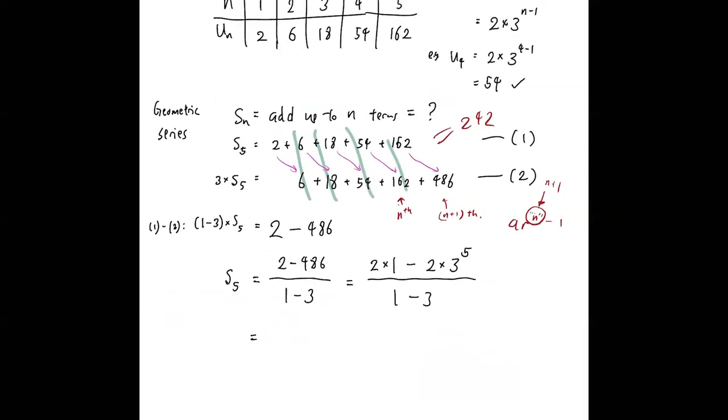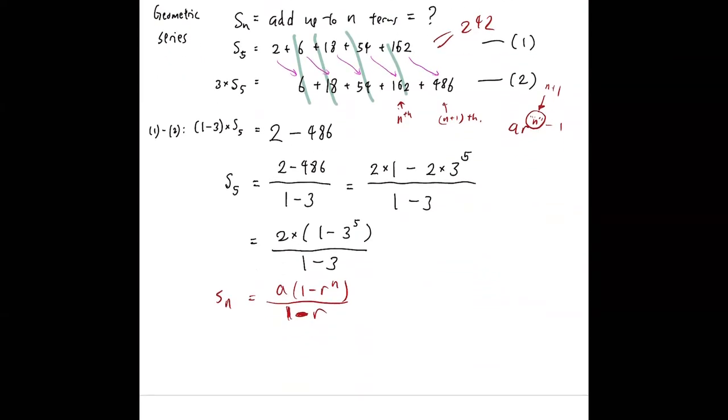Simplify a bit more. Let's see what happens. I realize common factor 2, factor out the 2. You're left with 1 minus 3 to the power of 5 all over 1 minus 3. Does this look familiar? In general, what's the formula? Sn equals to a bracket 1 minus r to the n bracket, over 1 minus r. Very good. That's a formula you should memorize by now. That's how you derive it. Of course, in general, to get the nth term, you have to extend this all the way to, instead of 5, you have to consider 6 or 7 or 8 or all the way.